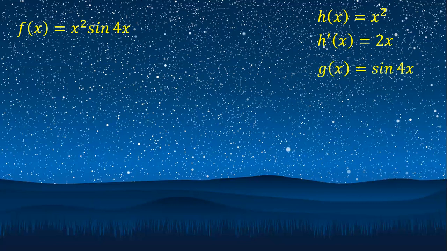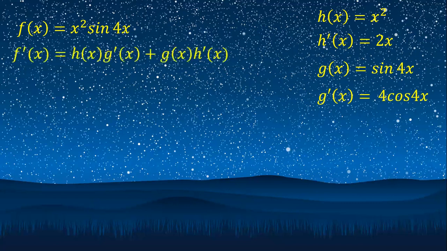Then its derivative is 4 cosine 4x. Now, using product rule, we have the formula f prime of x equals h of x times g prime of x plus g of x times h prime of x. Substituting it to the formula, we have f prime of x equals our h of x, x squared, times our g prime of x, that is 4 cosine 4x, plus our g of x, sine 4x, times h prime of x, and that is 2x.